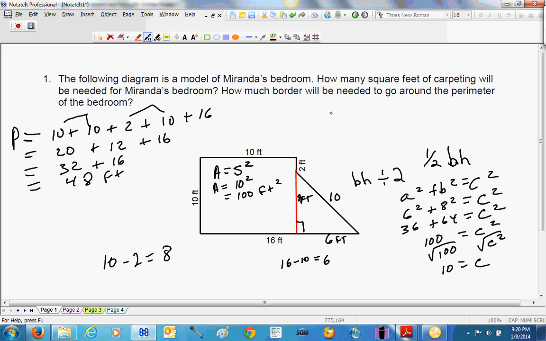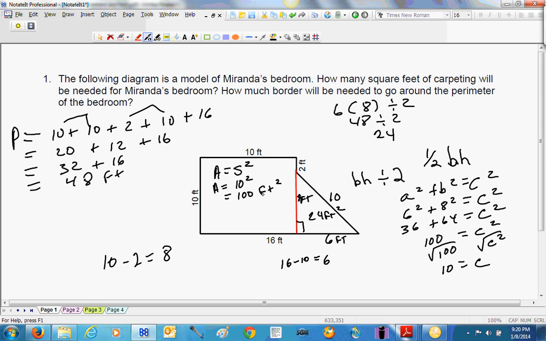The base is 6, the height is 8, and we're going to divide that by 2. So all we have to do is look at 6 times 8, which is 48, divided by 2, and that's going to give us 24. So we get 24 feet square.